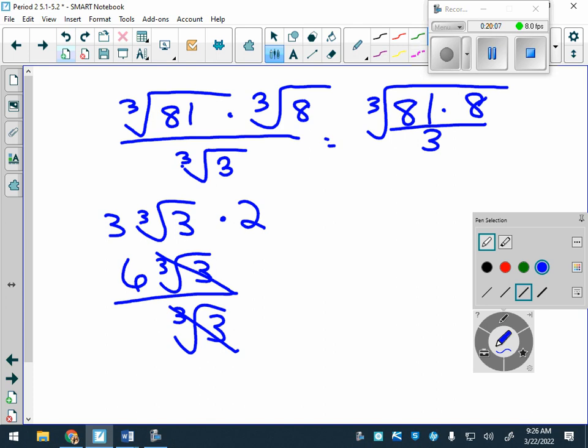Simplifying them both separately, and then simplifying. Dividing, you could do this a whole bunch of different ways. Yeah.